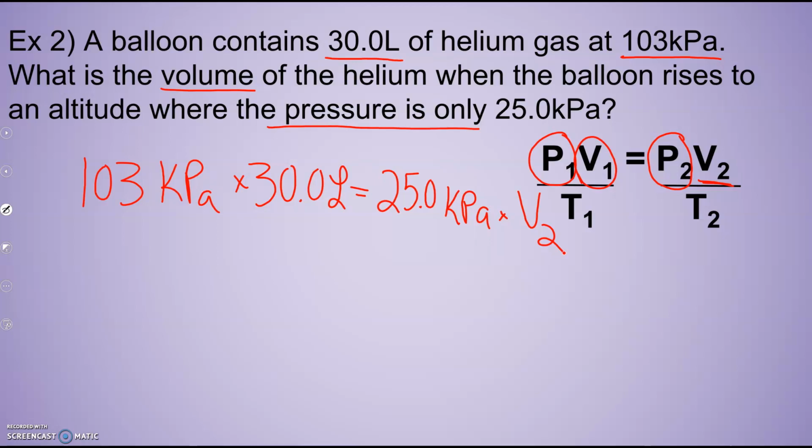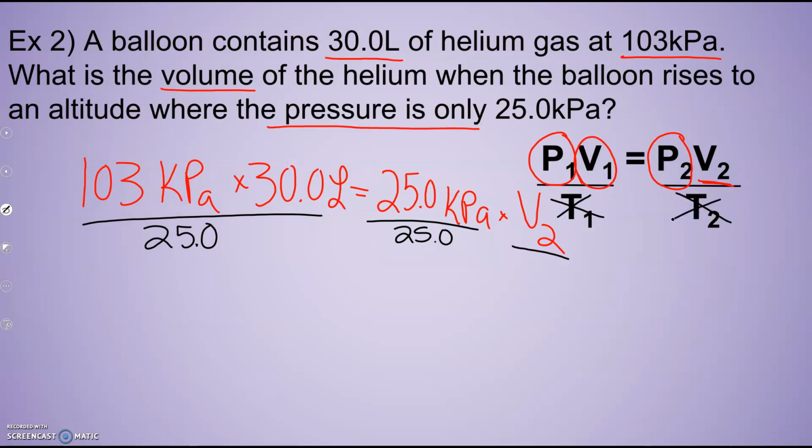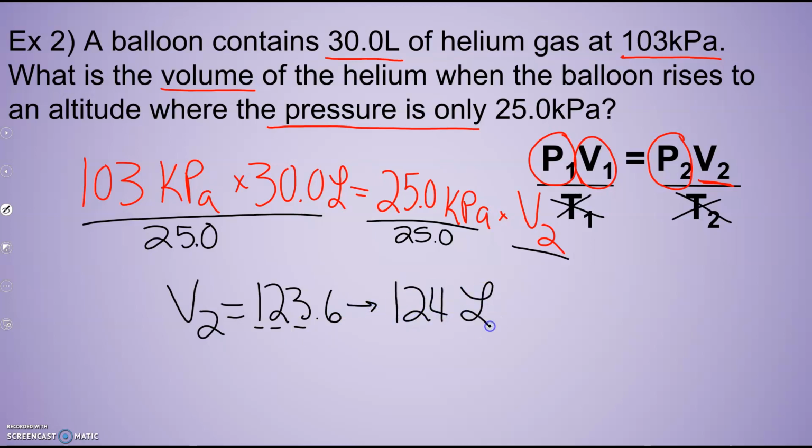Okay, so this one's a lot easier than the last one. If we want to isolate our unknown, which is V2, then all we got to do is divide by 25. So we didn't have any temperatures here. That's why I kind of just left that out of the equation. And let's see. So now V2. Sig figs. Looks like everything is 3. So your calculator will give you something like 123.6. But if we only want to keep 3 digits, then that's going to round to 124 liters.